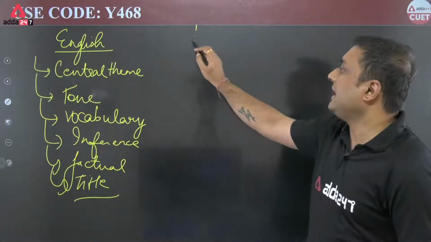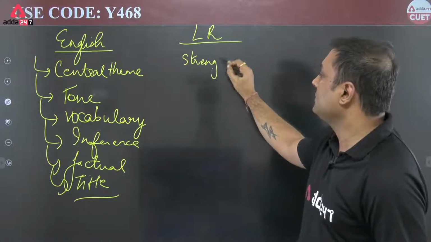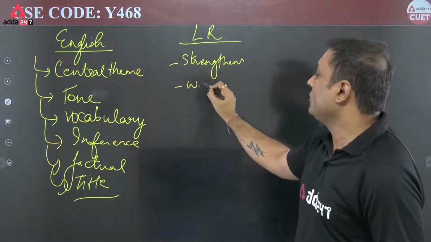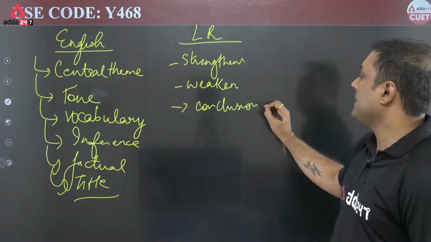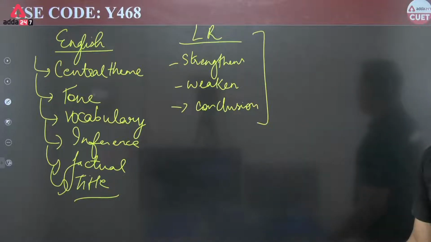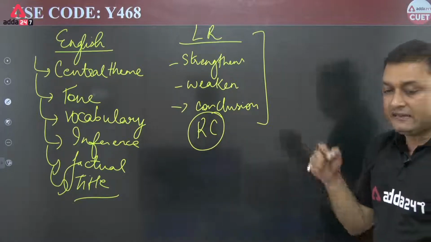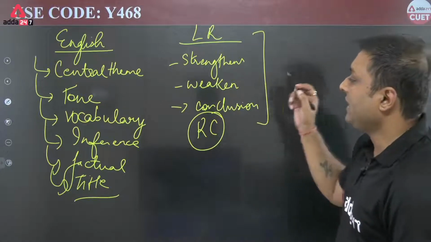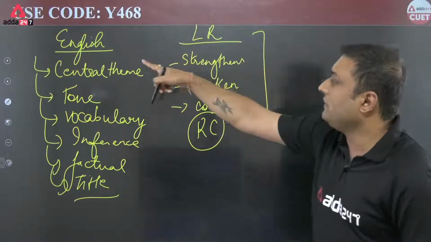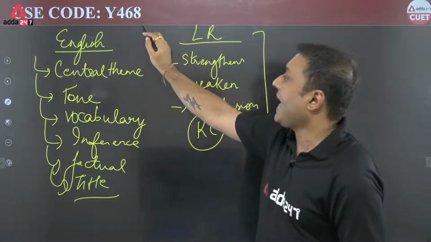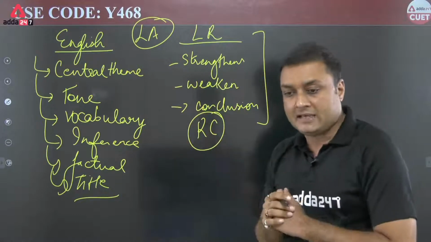Similarly, when you will go to your LR section, you will see which of the following strengthens the argument, weakens the argument, which of the following is a logical conclusion of the passage. Now all these things are overlapping from your reading comprehension only. Therefore we reach a place where we see that reading comprehension is really very important, not only for the English section but also for LR and legal aptitude also, because there are certain similar questions that they ask you.